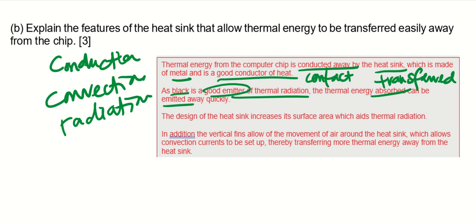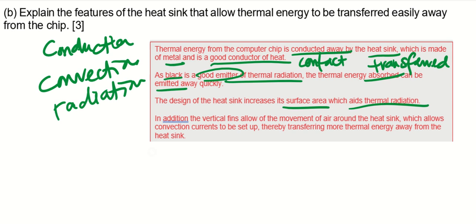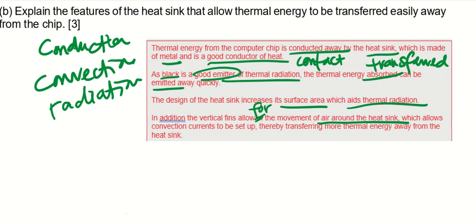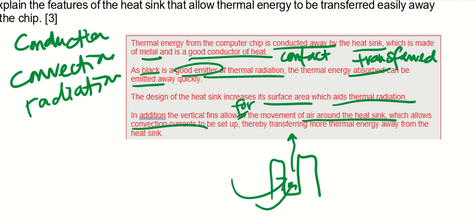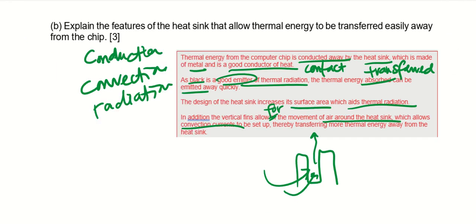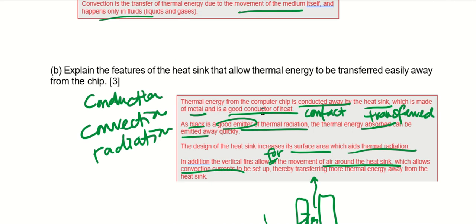Then the design of the heatsink increases its surface area, which aids thermal radiation, right? As surface area increases, the rate of thermal radiation also increases. In addition, the vertical fins allow for the movement of air around the heatsink, which allows convection currents to be set up. Because basically, my air passes through the fins and rises, then more air is pulled in, and this sets up a convection current. Okay, so that's all for the video.